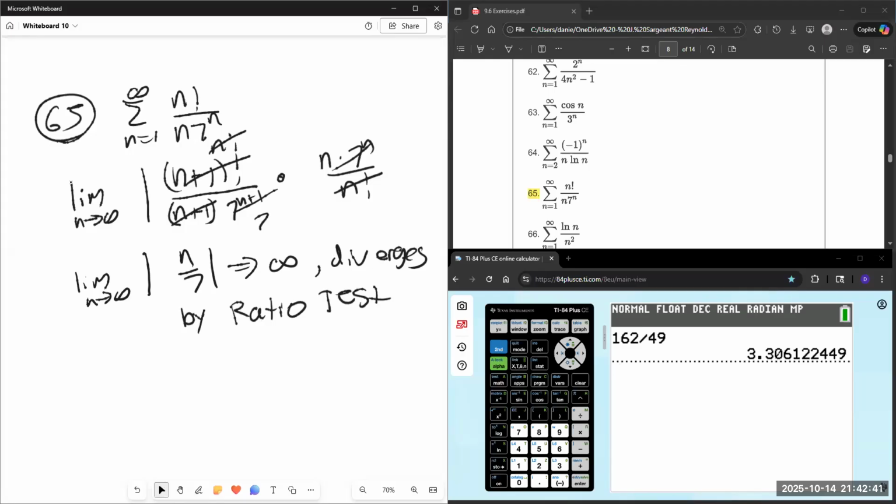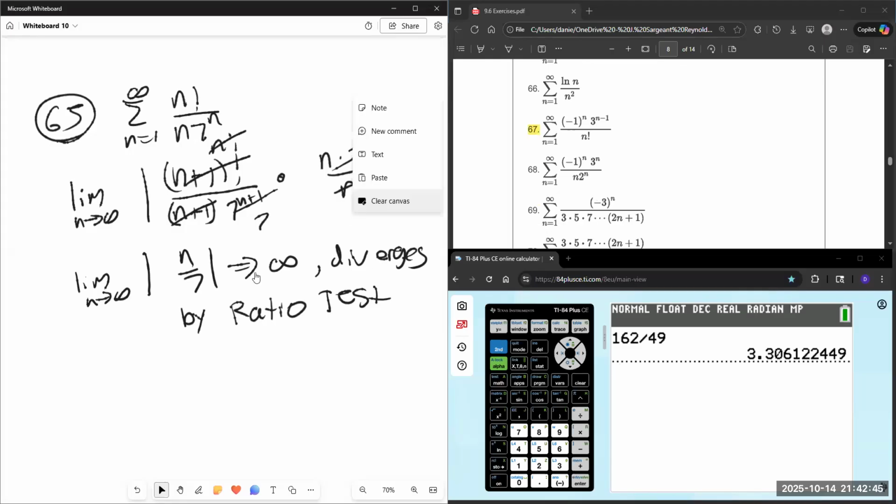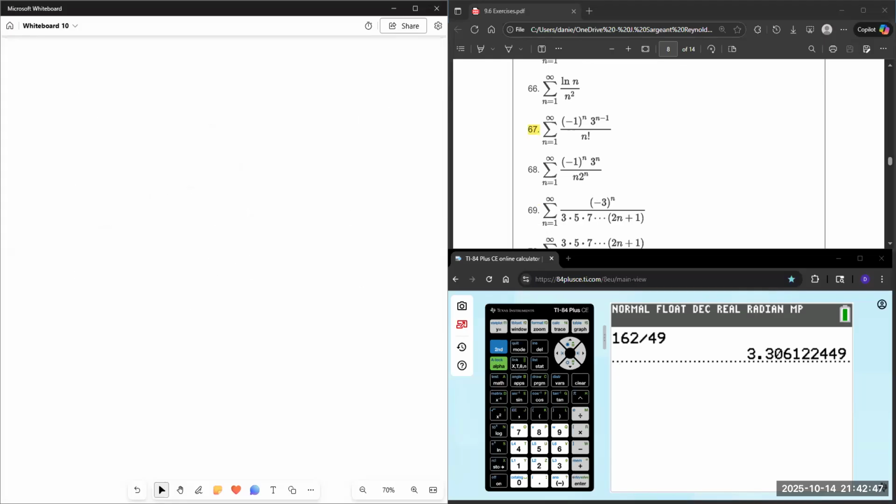Let's look at 67. It says summation n equals 1 to infinity of (-1) to the n, 3 to the n minus 1 over n factorial. And this is alternating. So if we use the ratio test here, which I think we will, and we get an answer, we need to say that it's absolutely convergent.